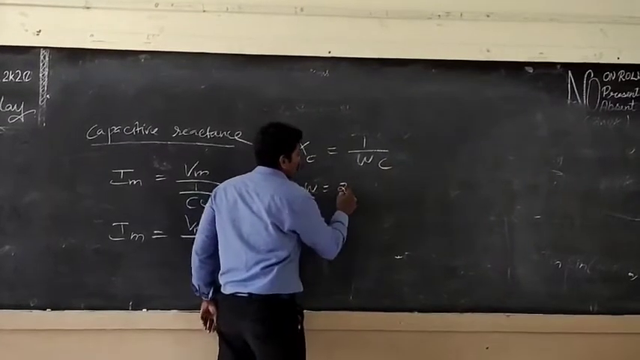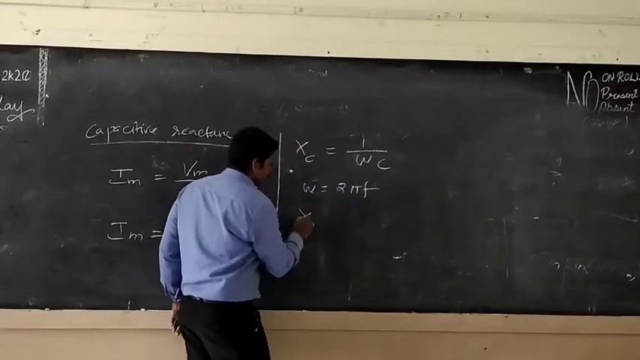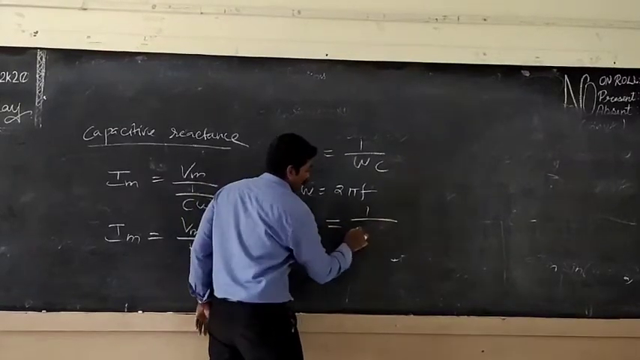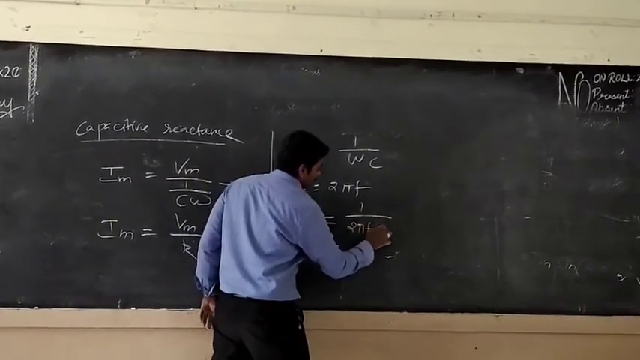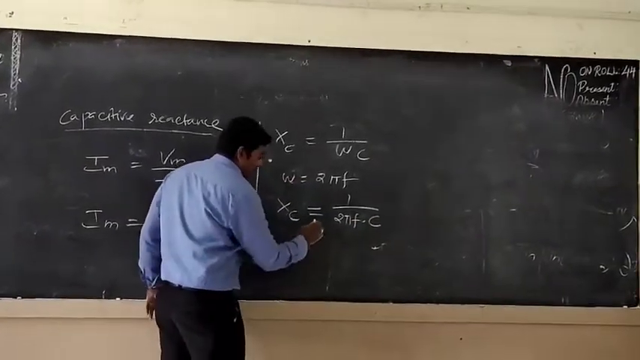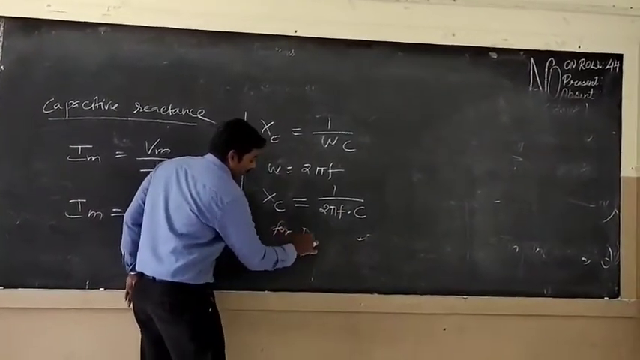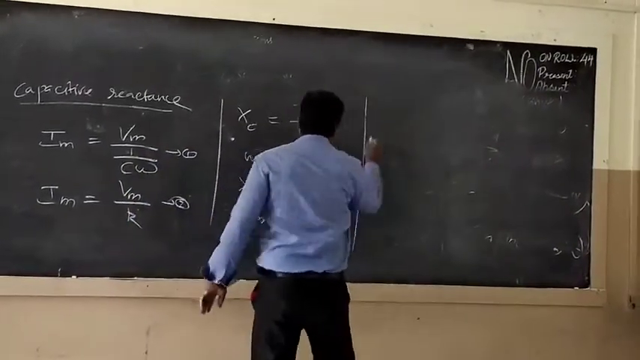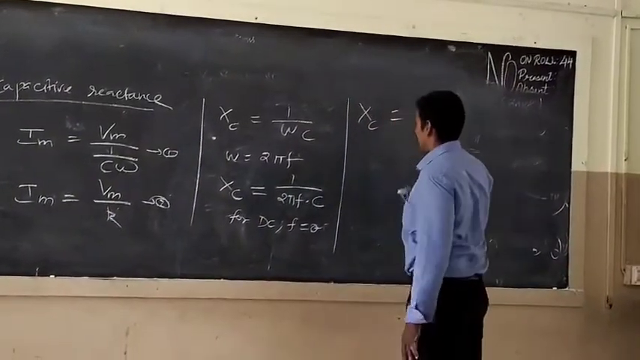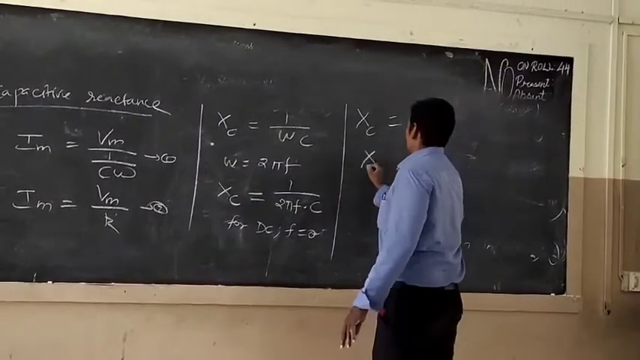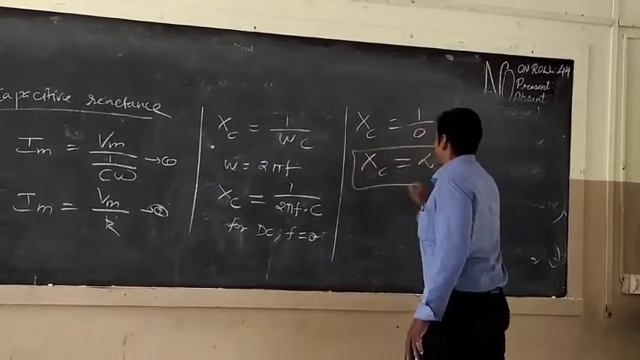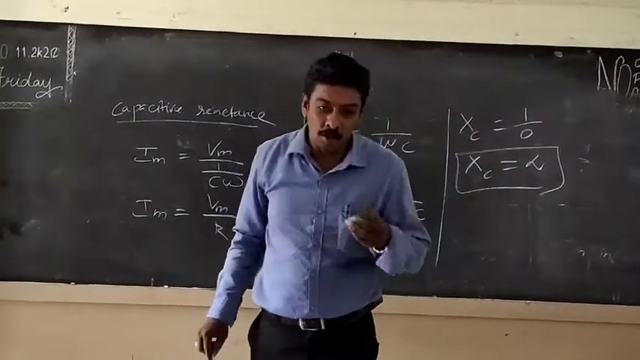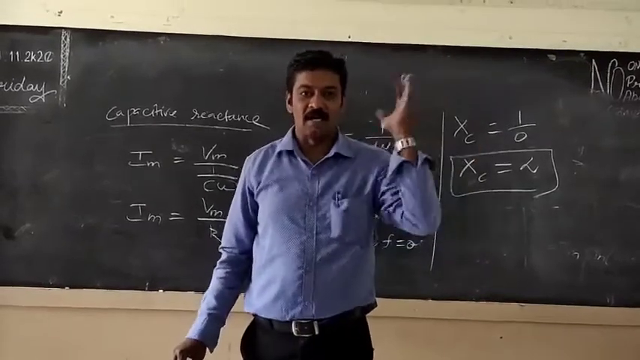Omega will be 2 pi f. That is, Xc is equal to 1 by 2 pi f into C. For DC current, f will be 0. Now the capacitive reactance of the capacitor will be 1 by 0. So Xc is equal to infinity. When DC current flows into the capacitor, it blocks the DC current.